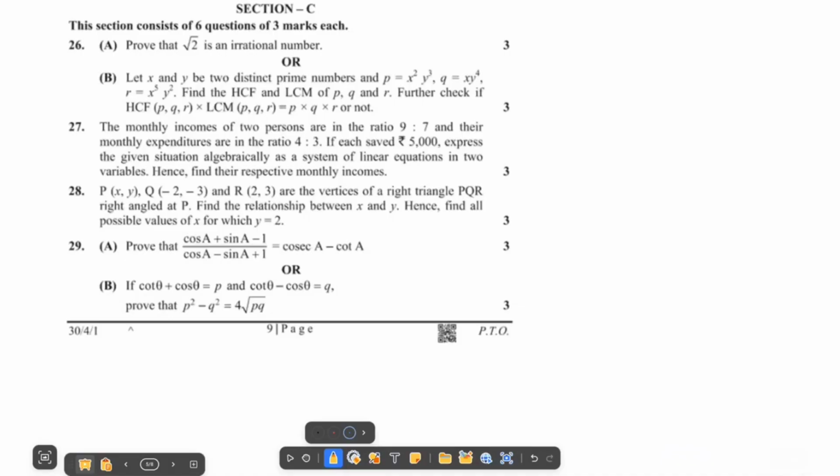Now 28th question: P(x, y), Q(minus 2, minus 3), R(2, 3) are the vertices of a right angle triangle PQR, right angle at P. So find the relationship between x and y. Hence find all the possible values of x for which y is equals to 2. So first of all, we need to find the relationship between x and y. Here the vertices of a right angle triangle are given. So let's find the relationship between these x and y.